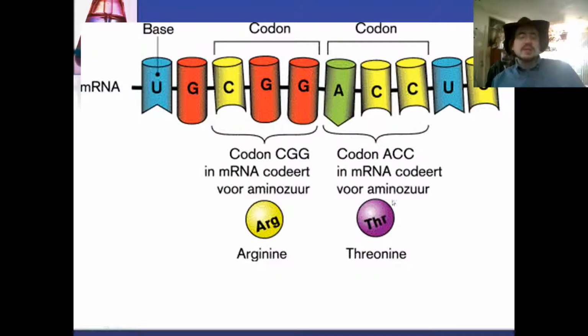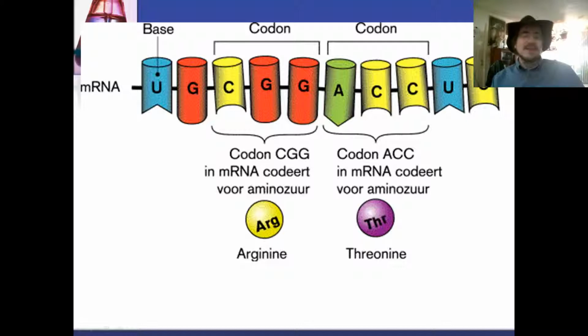So here's a nice little picture I have. So any one of these is a nitrogenous base, U, G, C, A. These are all the nitrogenous bases you find in mRNA. A codon is a set of 3. So here's CGG. And the codon CGG in mRNA codes for the amino acid arginine. Whereas the codon ACC in mRNA codes for the amino acid threonine.